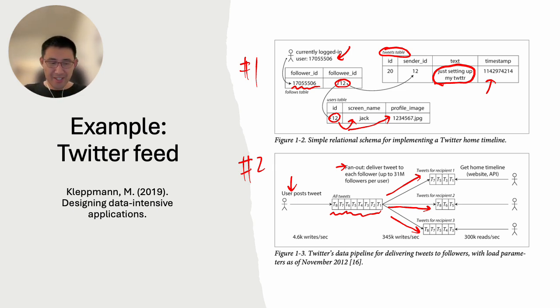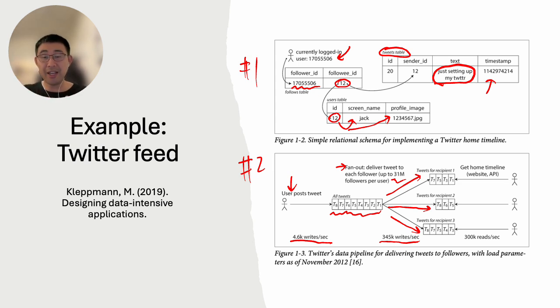There are actually quite some people that are celebrities, and they have a huge number of followers. Whenever they say something, even if it's just like 4.6K writes per second, because they have a lot of followers, let's say up to 31 million, they can have a lot of writes in the system, and the system is also overwhelmed. So this shows that different systems have different advantages, and they optimize for different kinds of scenarios.